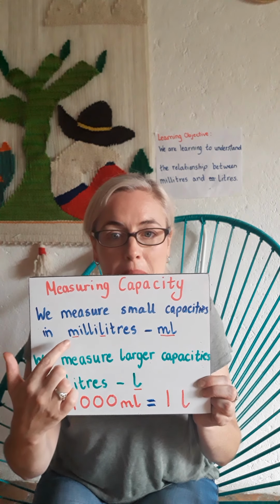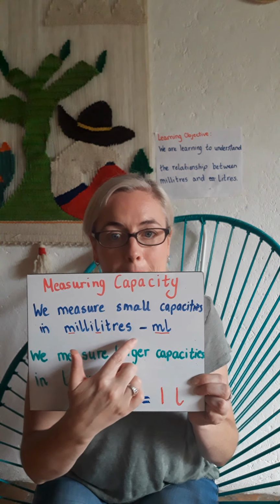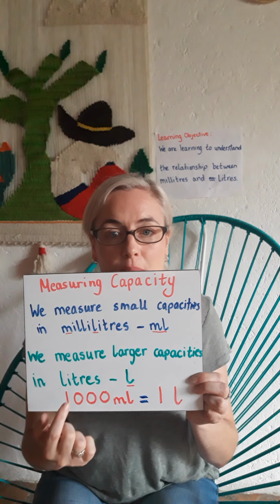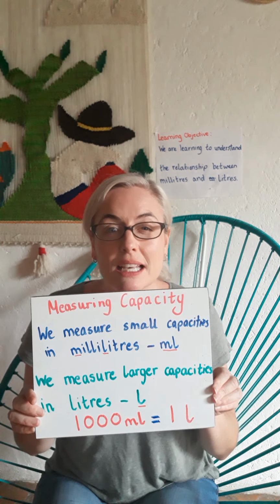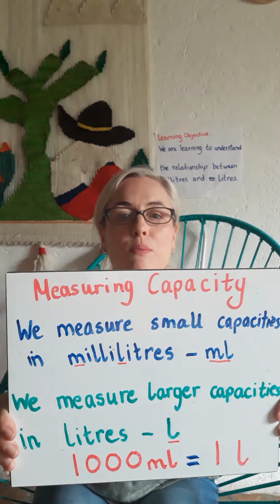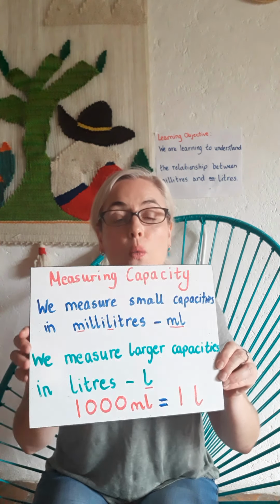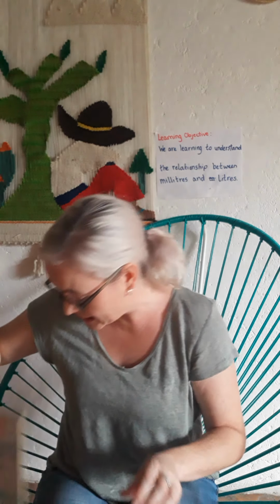We have it up here, so it's milliliters, and we've got liters, okay? So 1,000 milliliters is 1 liter. You need to keep that in your brains, boys and girls. It's very important when we're talking about measuring capacities.